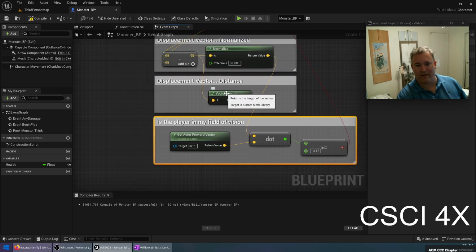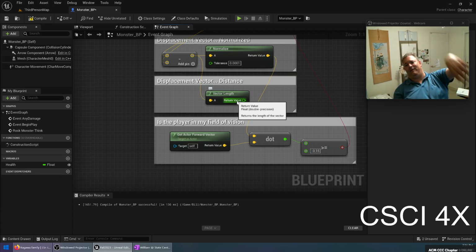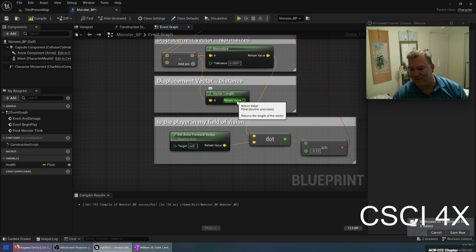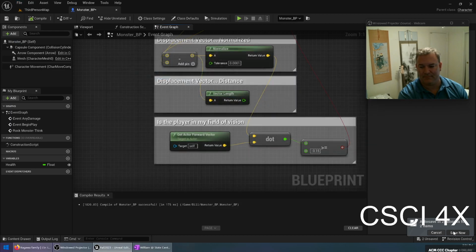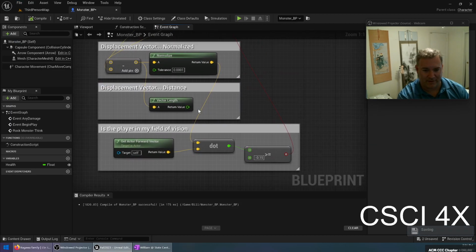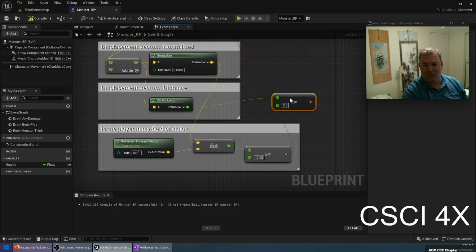So how far should we allow the monster to be able to see the player? What do you guys think? This number here is how far the player is away. In my opinion, if the player's on the far side of the world, sure, they've got line of sight, sure, they're in front of us, they still shouldn't aggro. There should be a maximum sight radius on the monster. So how far do you guys think the monster should be able to see? 100 meters. Okay, so we'll drag that out, and we will say if it is less than or equal to 100 meters.